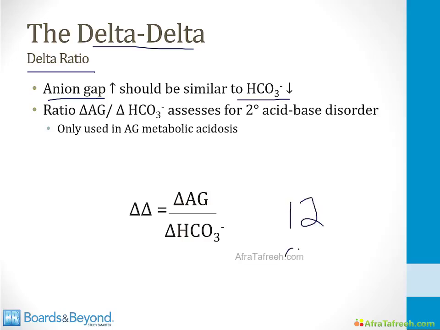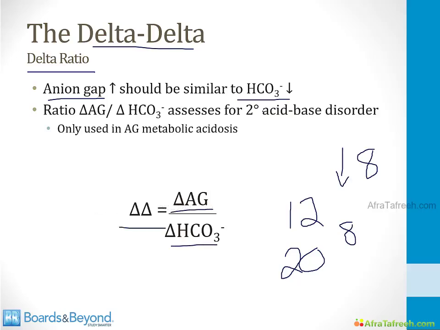If the anion gap rises to 20 in an anion gap metabolic acidosis, that's a change of 8. Well, if the only acid-base disorder present is an anion gap metabolic acidosis, then the decrease in bicarb should also be 8. If it's not, it indicates there's a second acid-base disorder going on. So you can calculate the ratio of the change in anion gap to the change in bicarb, this is called the delta-delta, to assess for a secondary acid-base disorder, and you only use this in the setting of high anion gap metabolic acidosis. You don't use it in any other acid-base disorder.